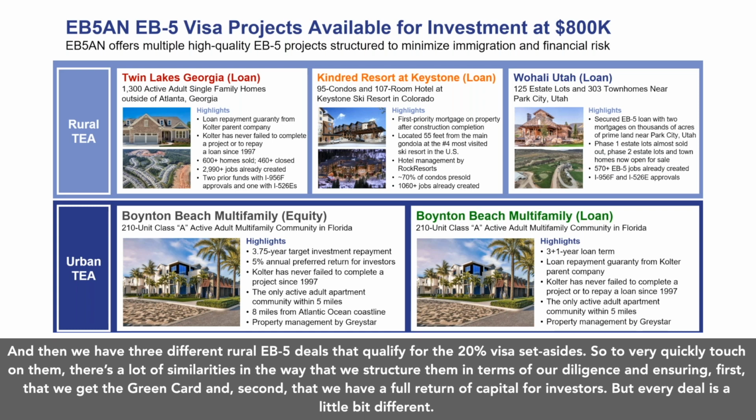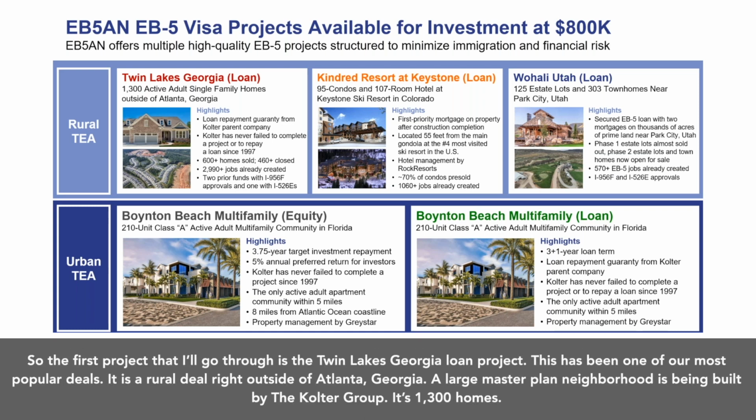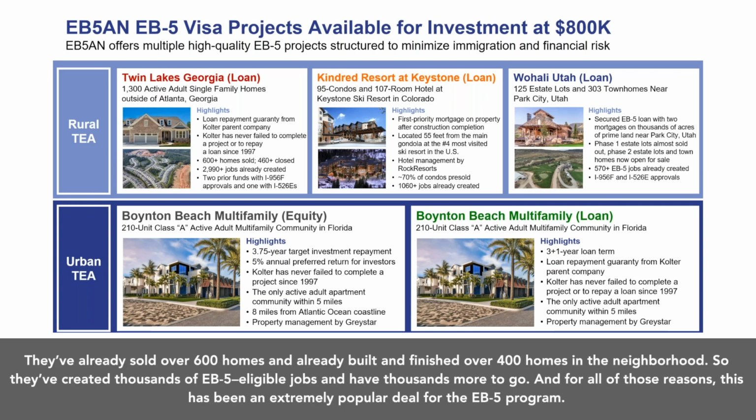But every deal is a little bit different. So the first project that I'll go through is the Twin Lakes, Georgia loan project. This has been one of our most popular deals. It is a rural deal right outside of Atlanta, Georgia. A large master plan neighborhood is being built by the Coulter Group. It's 1,300 homes. They've already sold over 600 homes and already built and finished over 400 homes in the neighborhood.